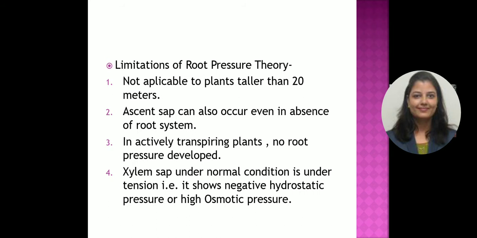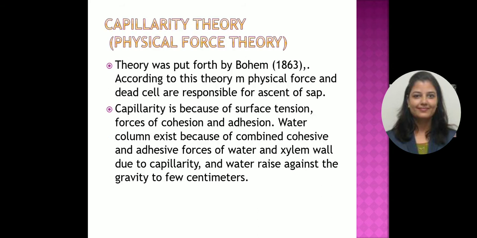One, it is not applicable to plants taller than 20 meters. Two, the ascent of sap can also occur even in the absence of the root system. Three, in an actively transpiring plant, no root pressure is developed. And four, xylem sap under normal condition is under tension, that is, it shows negative hydrostatic pressure or high osmotic pressure. So these four are the limitations where root pressure was not applicable.